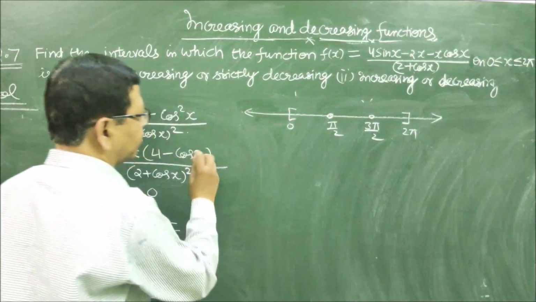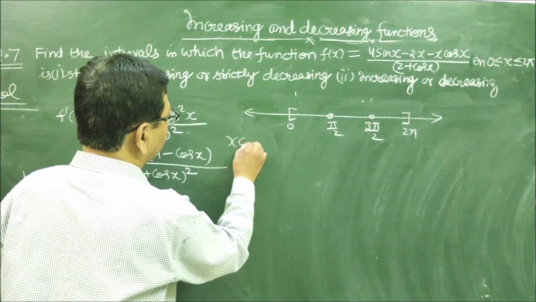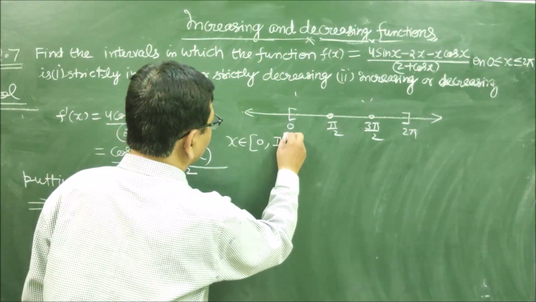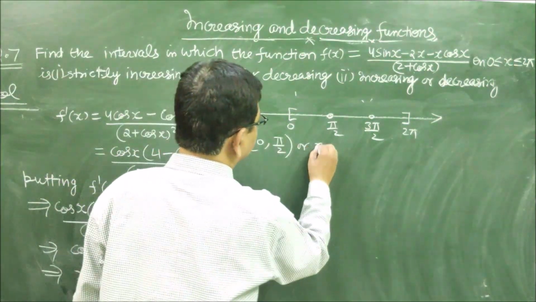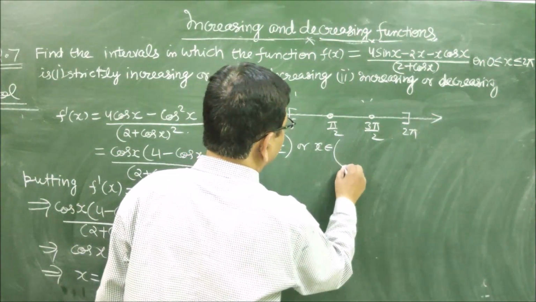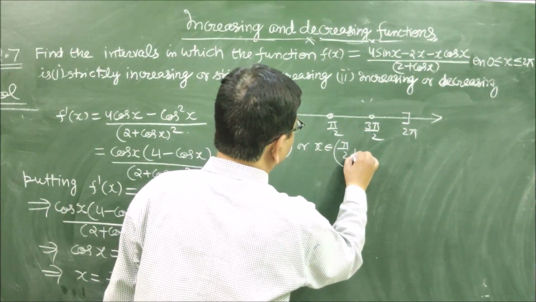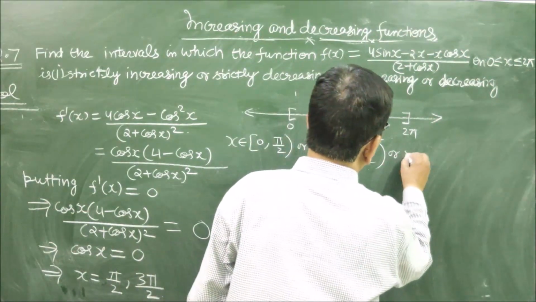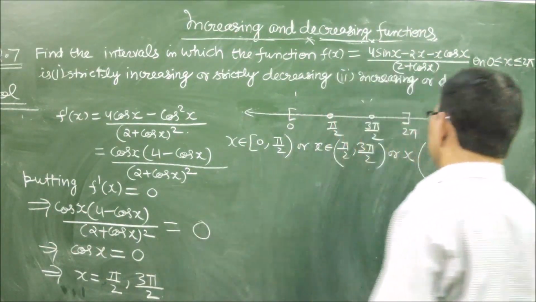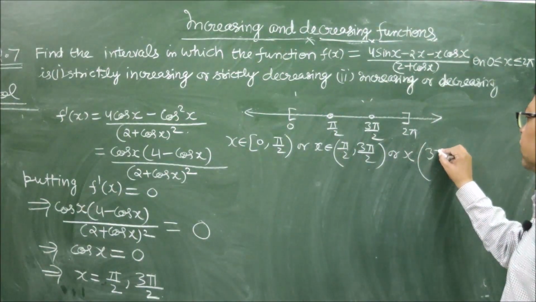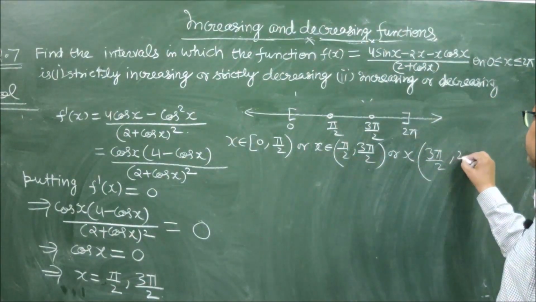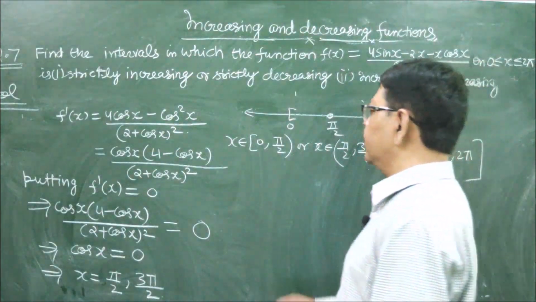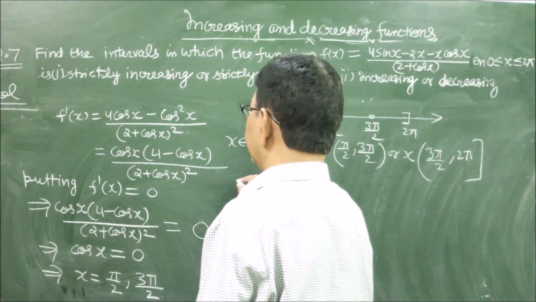So the intervals are when x belongs to the interval 0 comma pi by 2, or x belongs to the interval pi by 2 comma 3 pi by 2, or x belongs to the interval 3 pi by 2 and 2 pi. So these are the disjoint intervals in which we need to test the function. So now let us find the sign of f dash x.